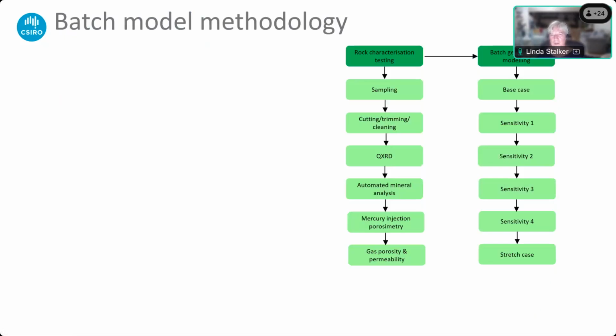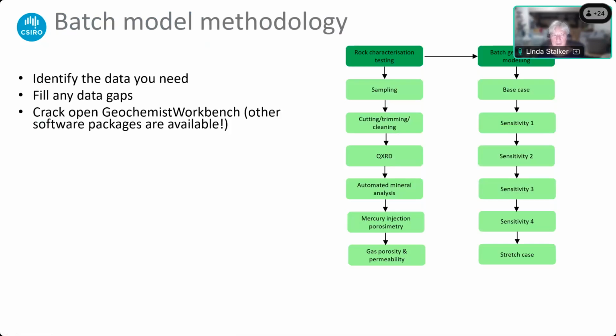We've developed over the last 4 or 5 years a batch reaction model methodology for computer modeling. There's two parts to what we've been doing. One is gathering the data that we need for the input, and then there's the protocol we use for actually doing the geochemical modeling. First up is, does the data already exist? And if not, we have to get out there and get sampling, cleaning the samples. We need QXRD data if we don't already have it, filling those gaps. We might also get additional information like mercury injection porosimetry, and we do need porosity data as well.